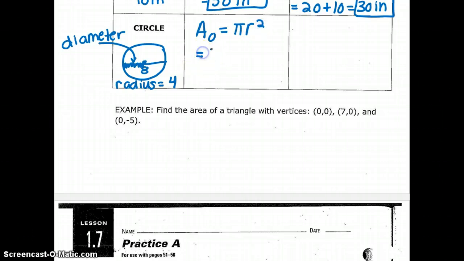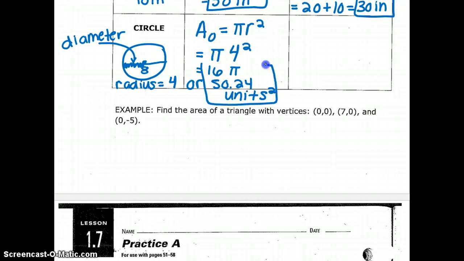The formula for the area of a circle is pi r squared. R stands for radius. So in this circle, we're going to plug in 4. So be very careful whether they give you the diameter or the radius. Pi times 4 squared is 16 pi, or if you write that as a decimal, 16 times 3.14 is 50.24 units squared. You should be comfortable writing this answer either exact, using the pi, or as a rounded decimal.